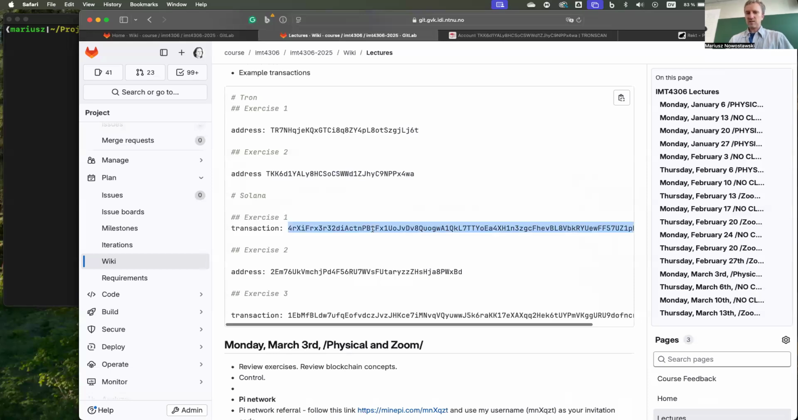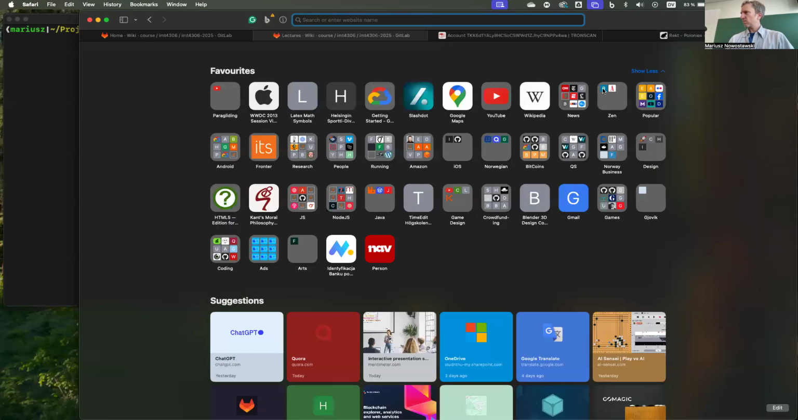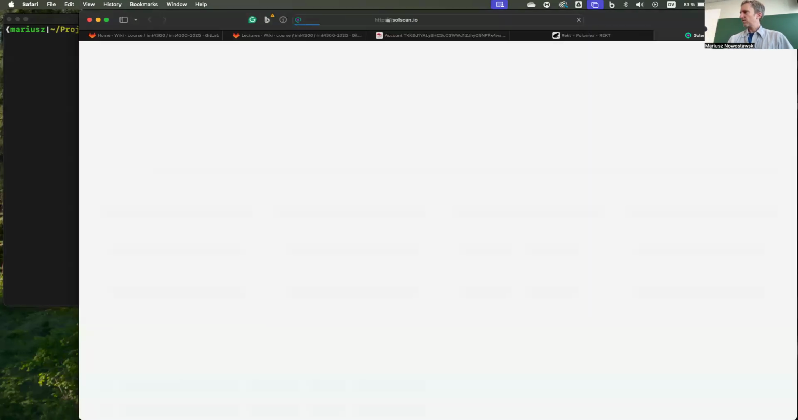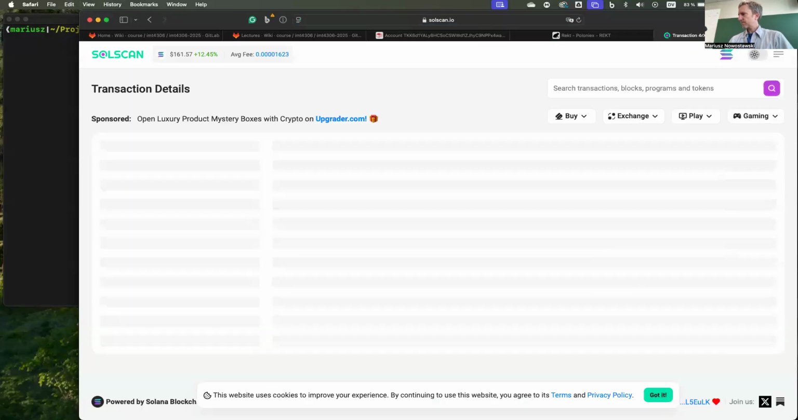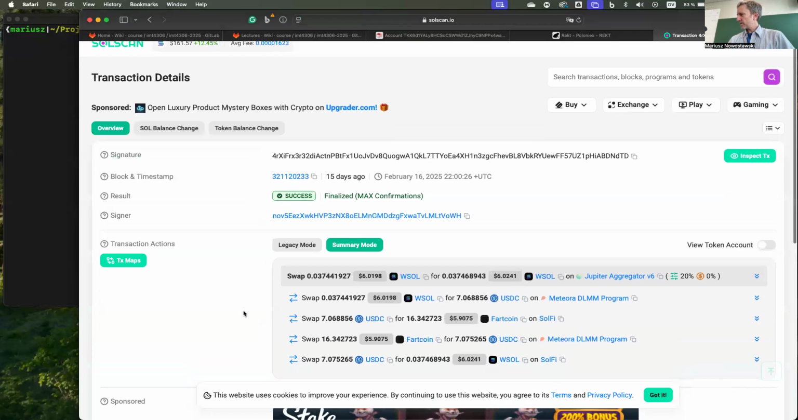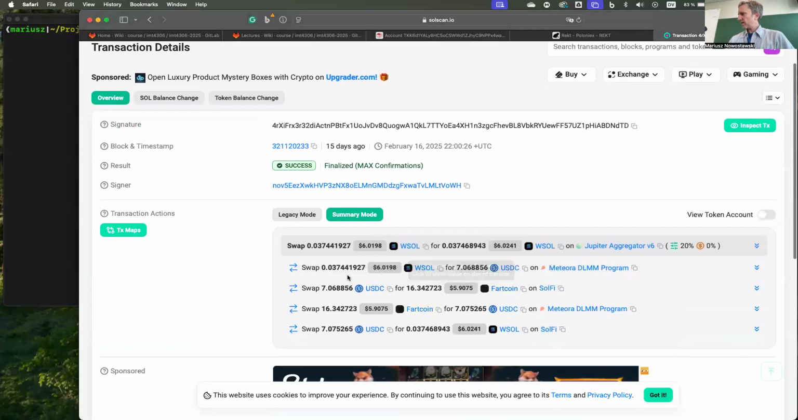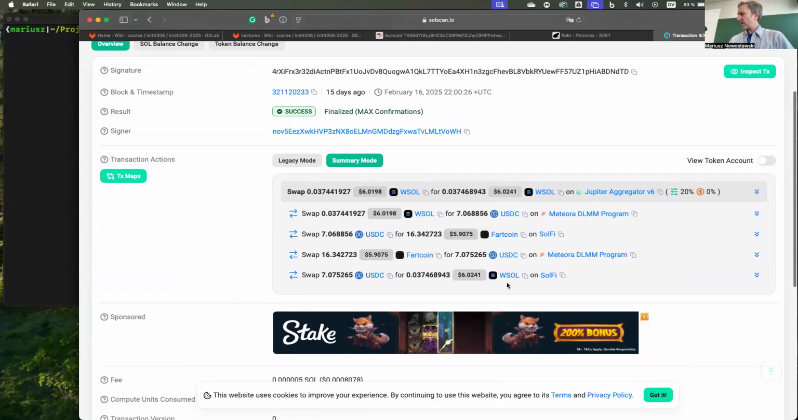And then we have 3 simple exercises in Solana. And we kind of did that already, mostly. So if we go to Solscan Explorer and put the first one, we see some Fartcoin conversion. So it was this question of how much money the attacker, not attacker, the bot made for arbitrage.